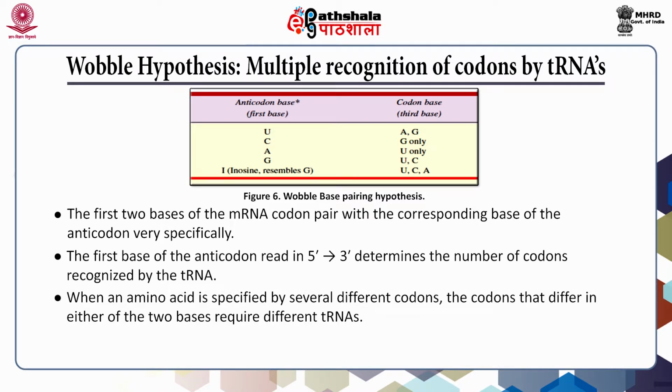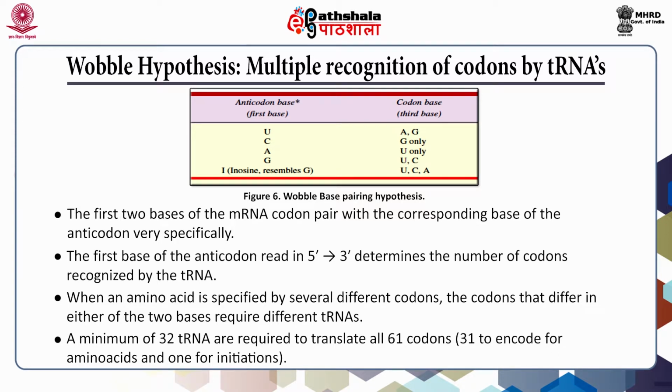When an amino acid is specified by several different codons, the codons that differ in either of the first 2 bases require different transfer RNAs. A minimum of 32 transfer RNAs are required to translate all 61 codons, 31 to encode the amino acids and 1 for the initiation.